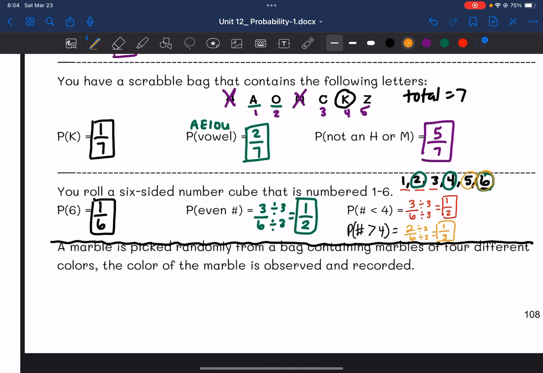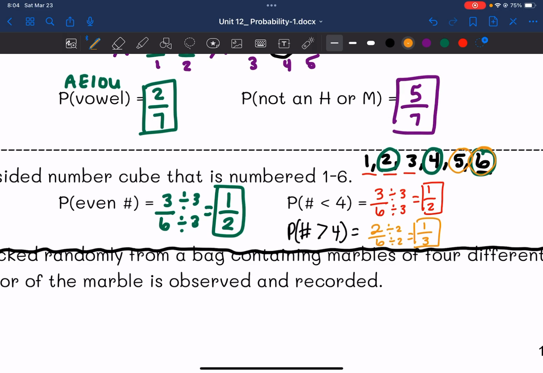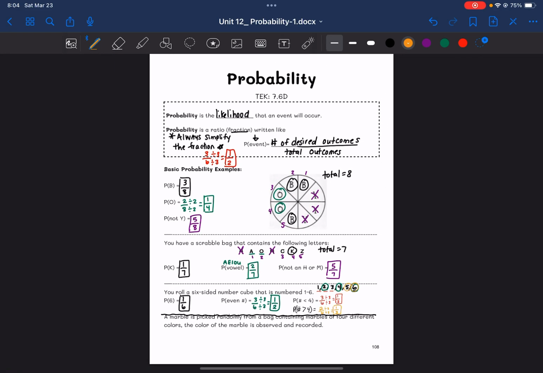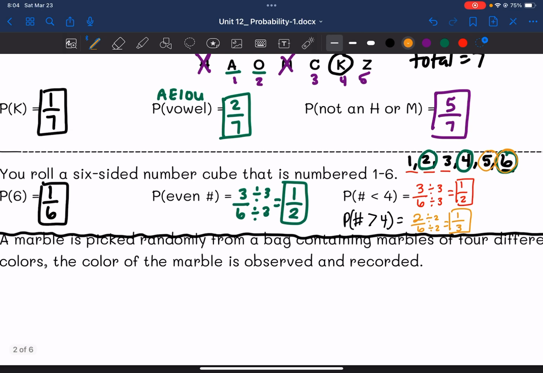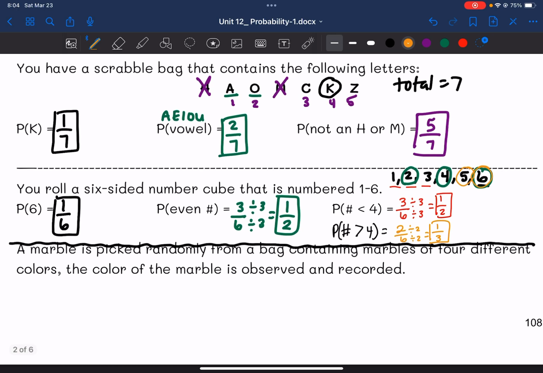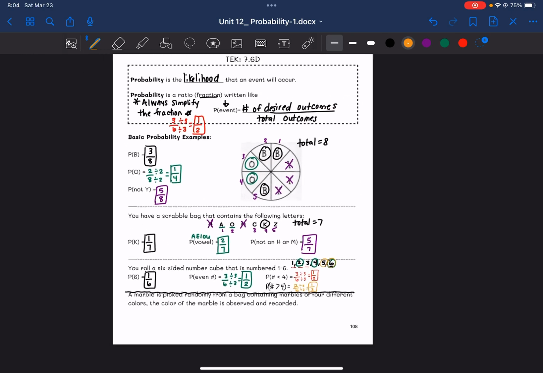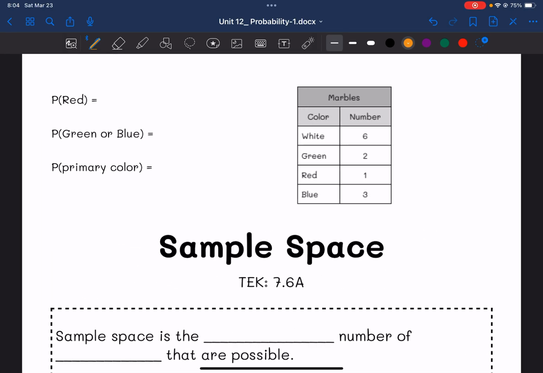All right, so let's go ahead and pause here if you need to. I'm going to go ahead and go to the next page. The next page is requiring me to read this part right here. So a marble is picked randomly from a bag containing marbles of 4 different colors. The color of the marble is observed and recorded. So let's come over here.